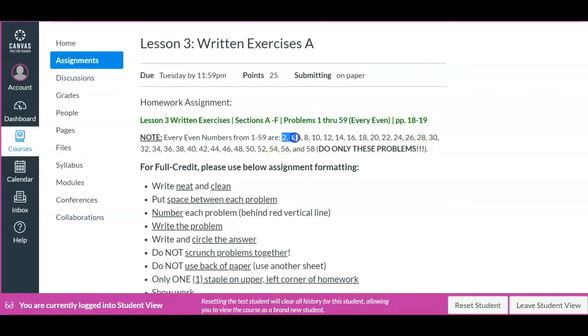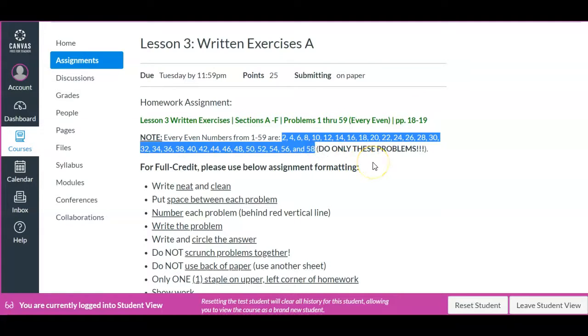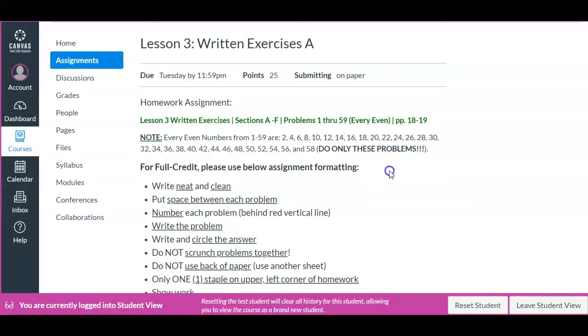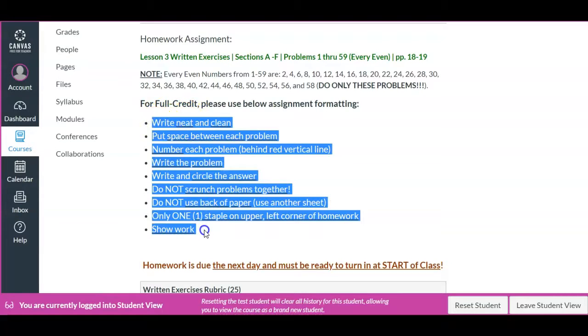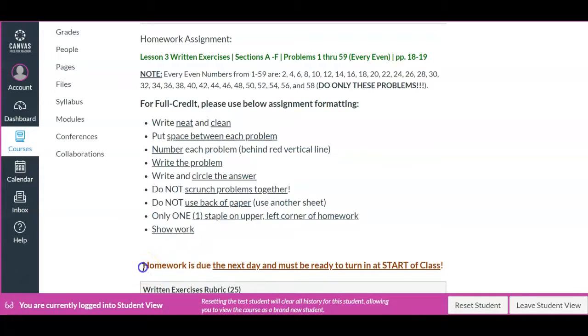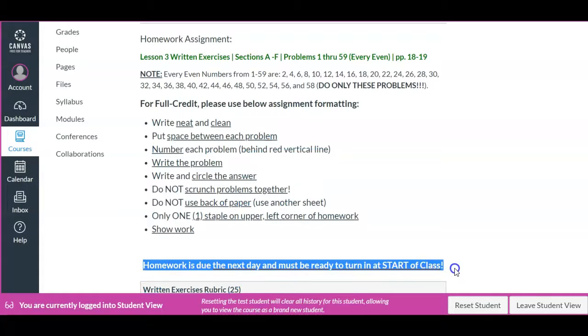I've already included for you all the even numbers in that range, so you know exactly what problems you need to do. In order for you to get full credit, remember to follow these assignment formatting tips. Remember that the homework is due tomorrow. If you're looking at this on the 5th, then the homework is due tomorrow. If you're looking at this tomorrow, which is on the 6th, it's due that day. So it's due Tuesday.